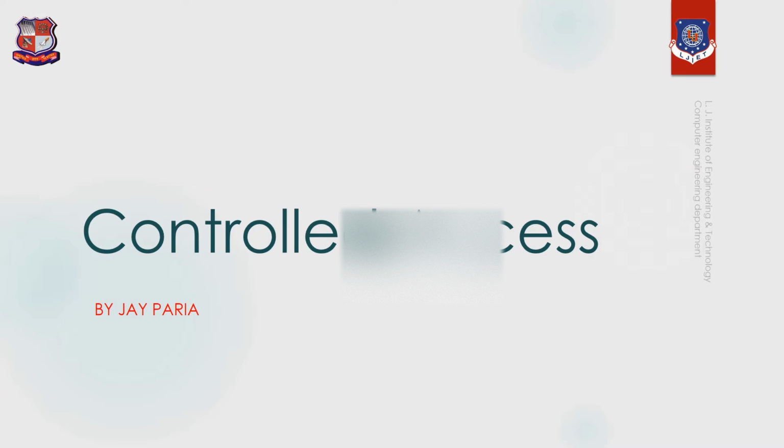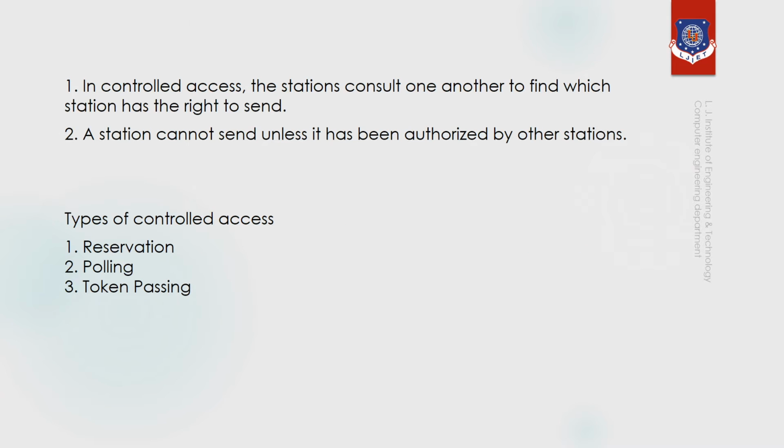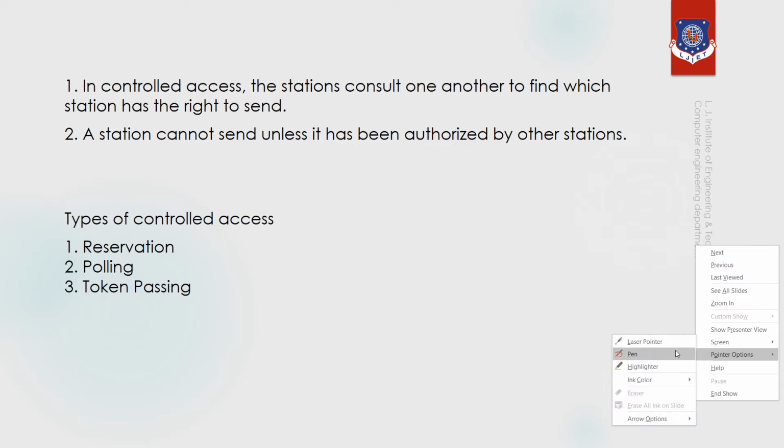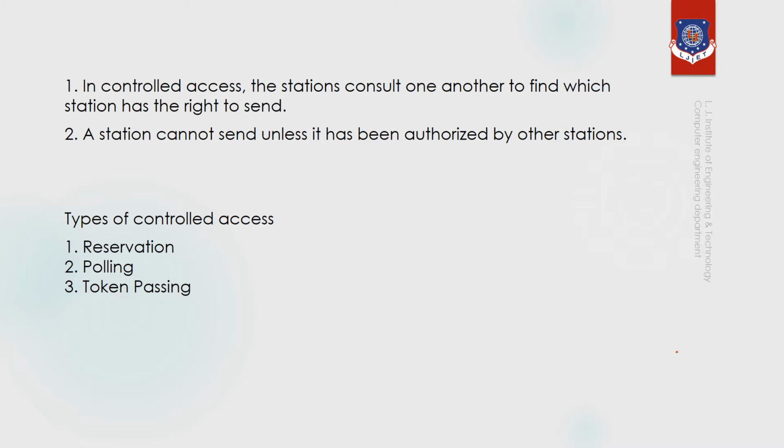The last method for the multiple access protocol is called controlled access protocol. So let's see. In the controlled access protocol, a station cannot send unless it has been authorized by other stations. So a station seeks permission from another station to send any data. And this method helps to avoid collision of message on a shared medium.